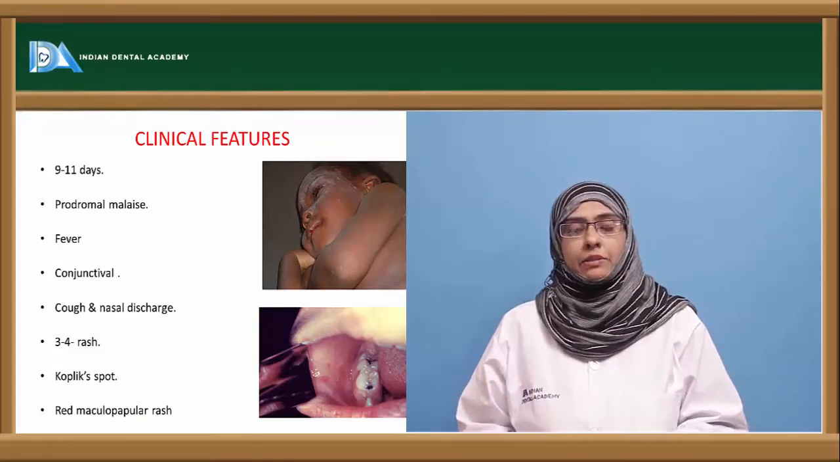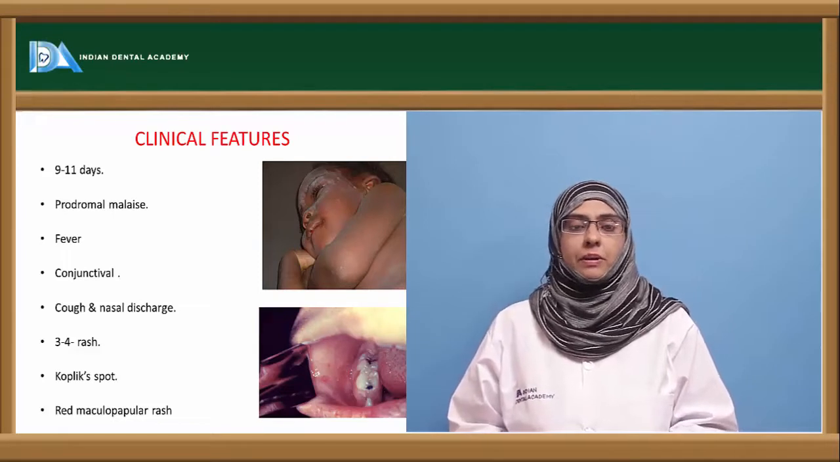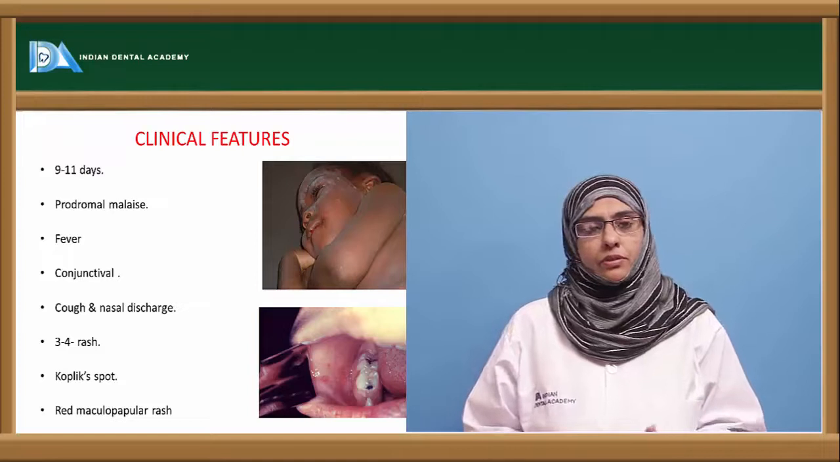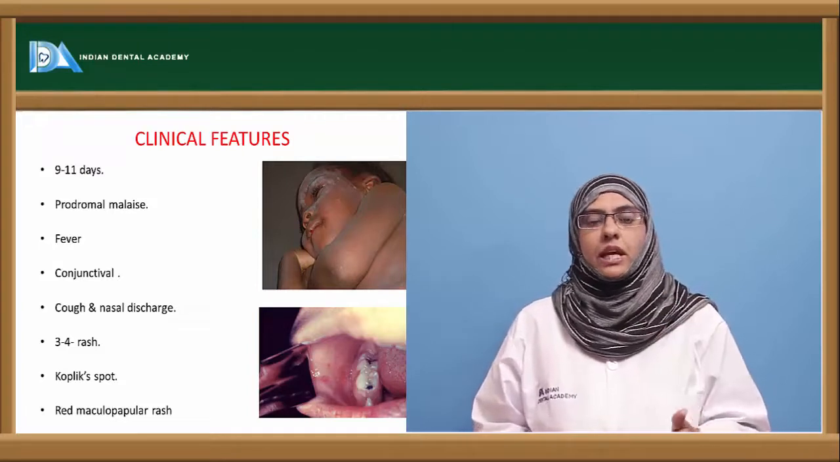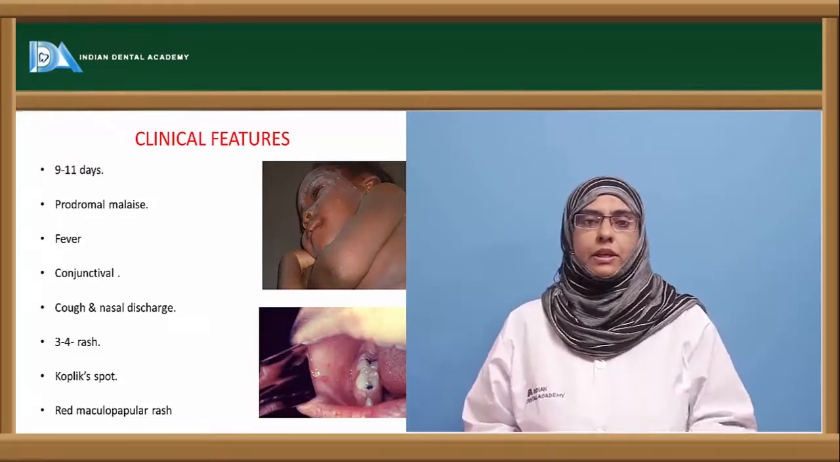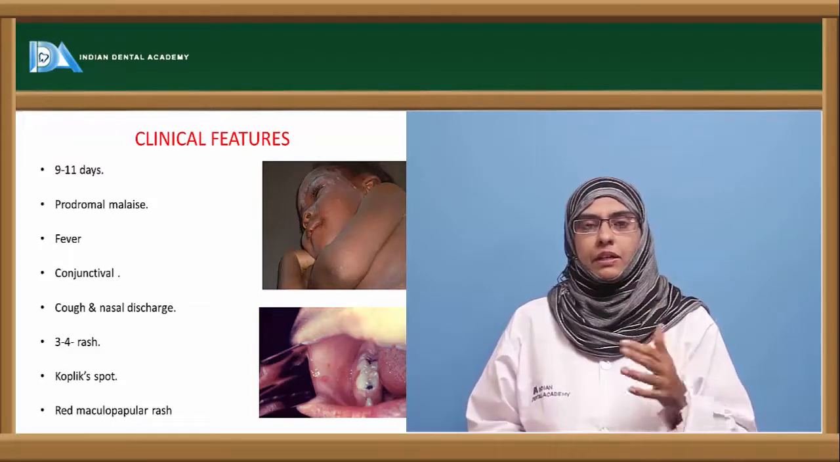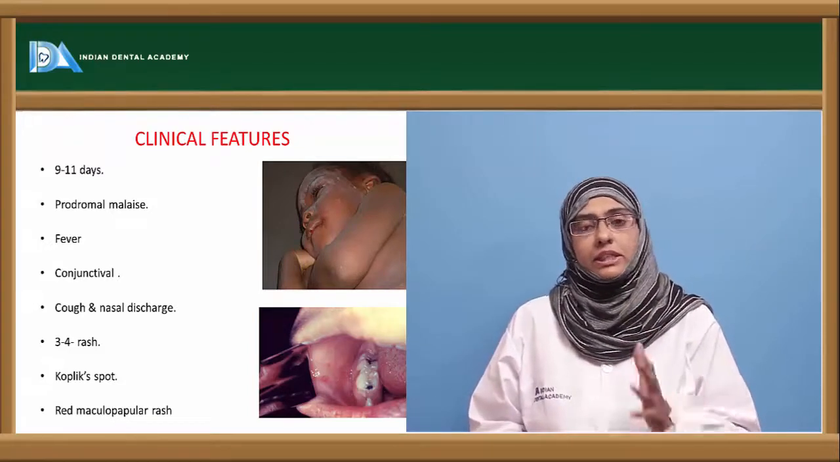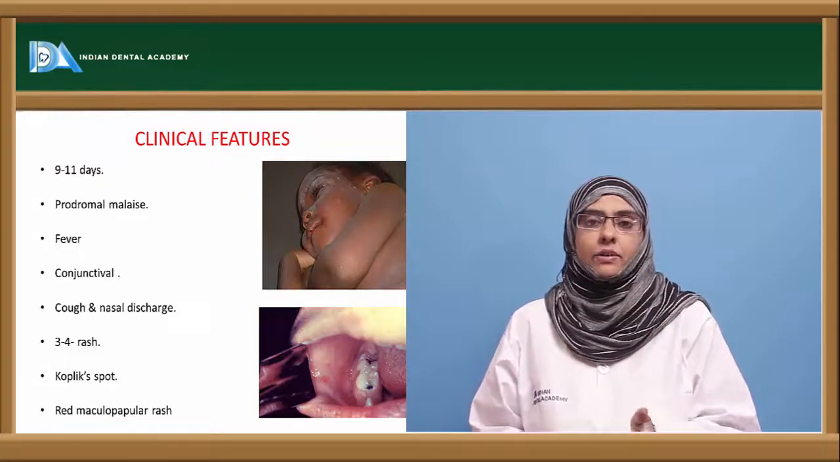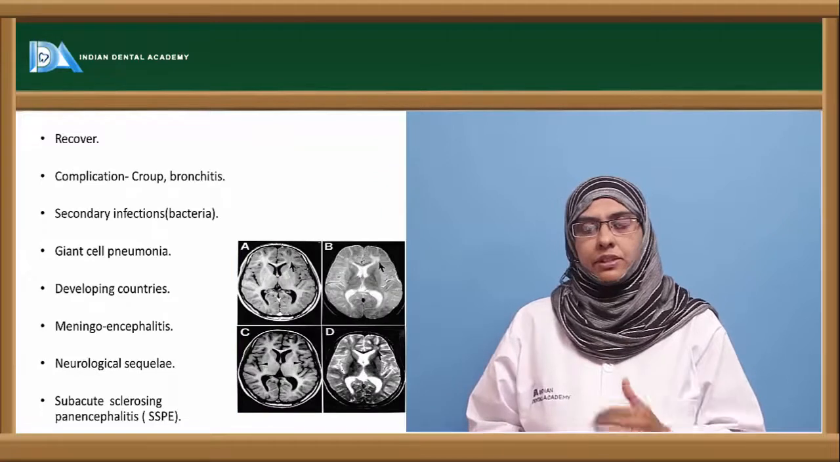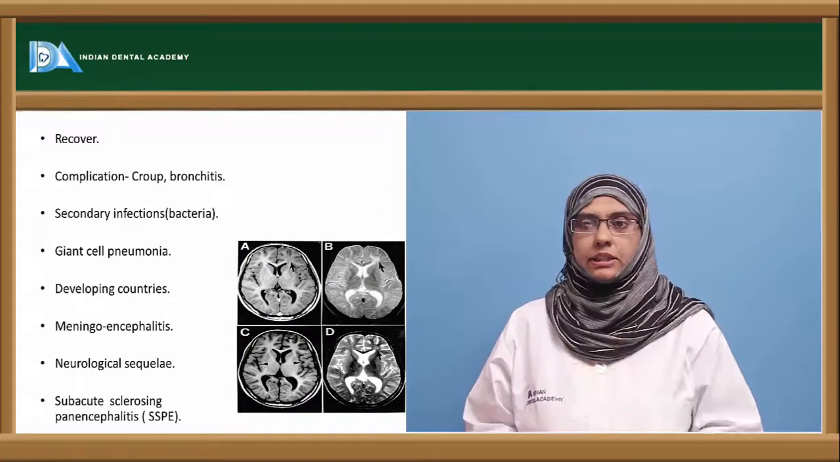The next important characteristic feature is the red maculopapular rash that first appears on the forehead and descends downwards, and usually disappears leaving behind a brownish discoloration and fine granular desquamation. So these are the characteristic features of measles.